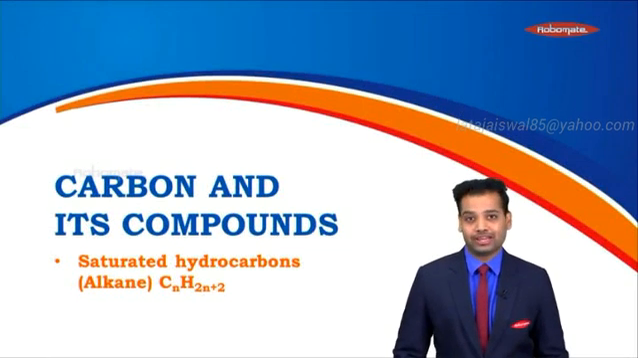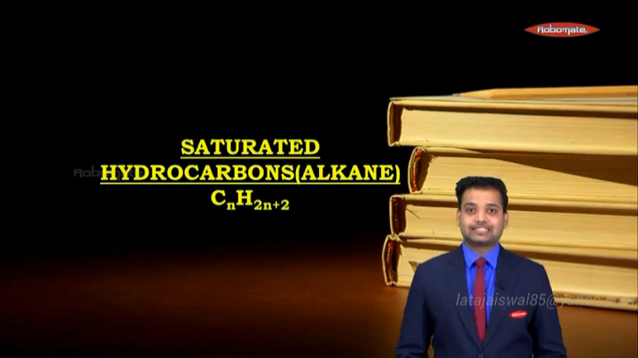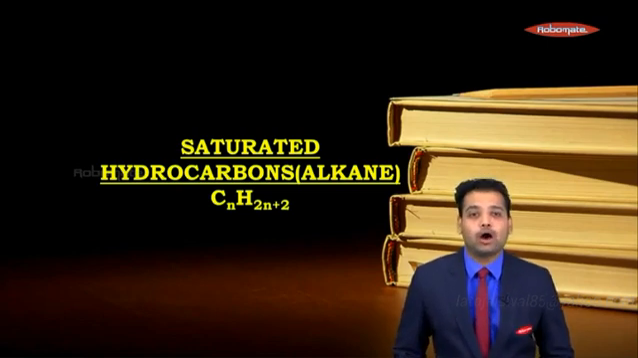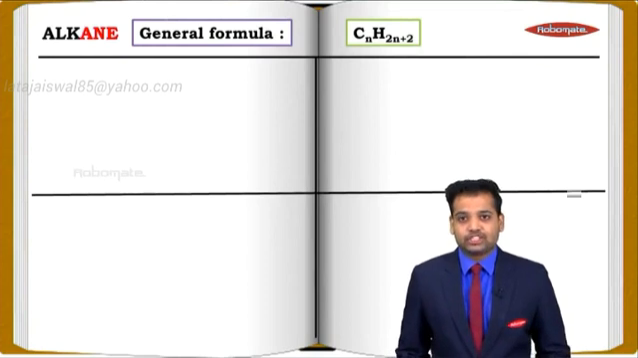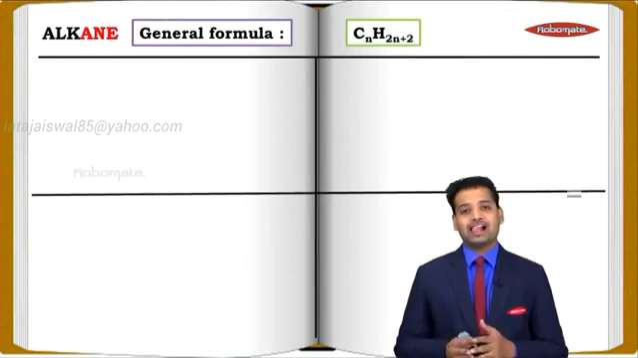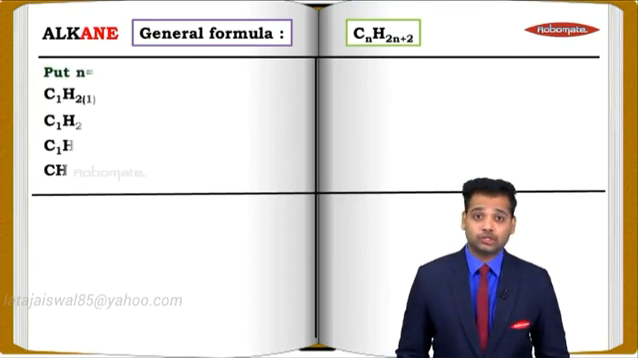Single bonded hydrocarbons are also called alkanes. Let's study how alkanes are formed and how to draw structures of different alkanes. So let's study the first thing, the general formula of alkane. Alkane means a single bond, and the general formula is CnH2n+2.